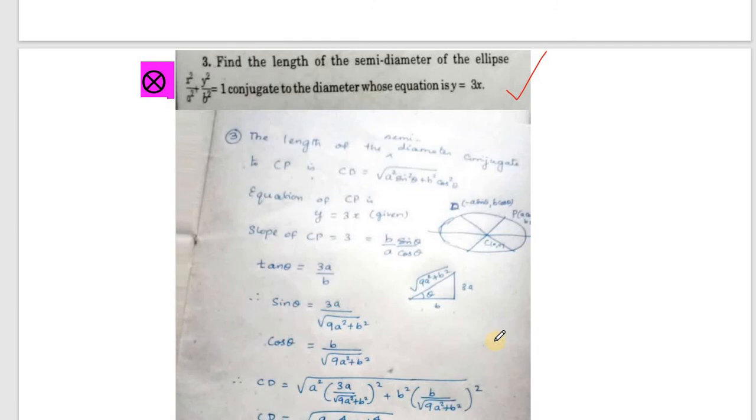Now we have already derived that the length of the semi-diameter conjugate to CP is given by CD is equal to root of a square sin square theta plus b square cos square theta. Now the equation of CP is y is equal to 3x, that is given. Now the slope of this is b by a, sin theta by cos theta. So the slope of this is equal to b sin theta by a cos theta.